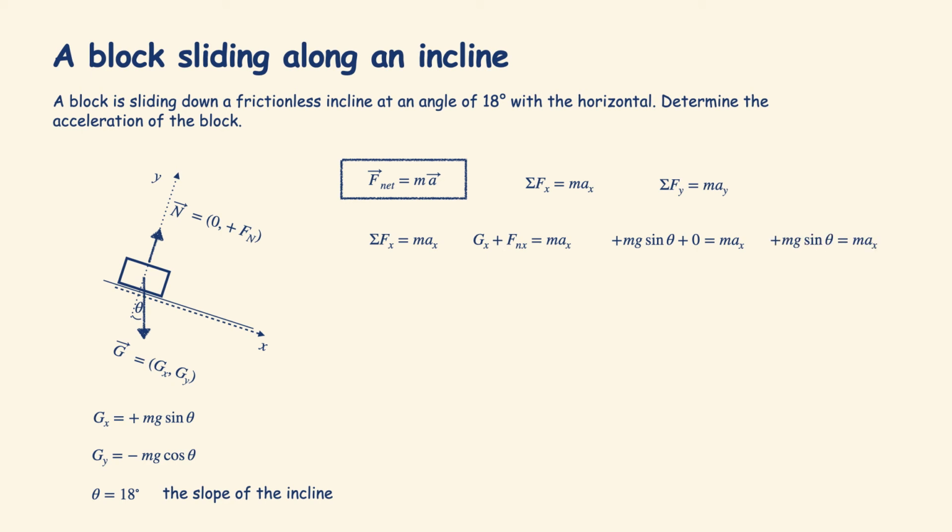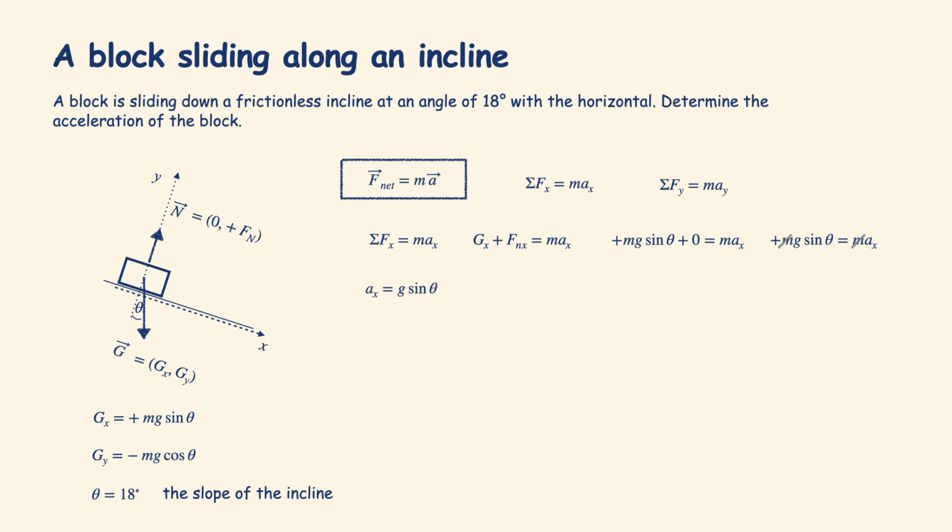Notice here that we actually canceled the mass. In other words, we can divide out the mass from both sides of the equation, which is very fortunate because the problem did not actually give us the mass of the block. And that's why in many problems of inclines where there's no friction involved and the questions are about acceleration, you will find out that the problems will actually omit to give you the mass of the block.